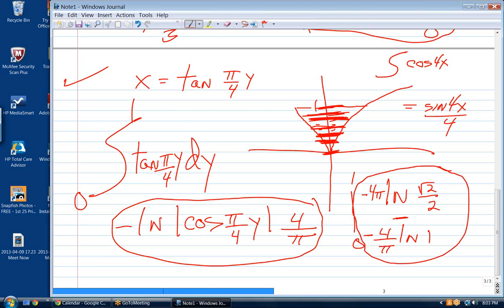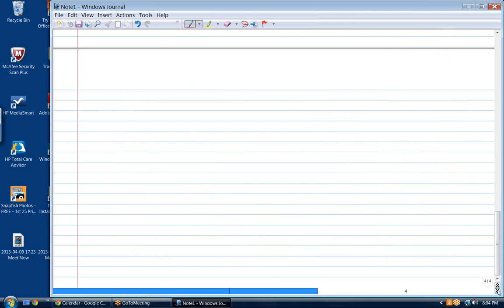And in this case, you would have to use your calculator to get what the log of square root of 2 over 2 is. I do happen to know what the log of 1 is. What's the natural log of 1? 0, right? So this gets thrown away, and this is actually our answer. Minus 4 pi natural log of square root of 2 over 2. Okay.